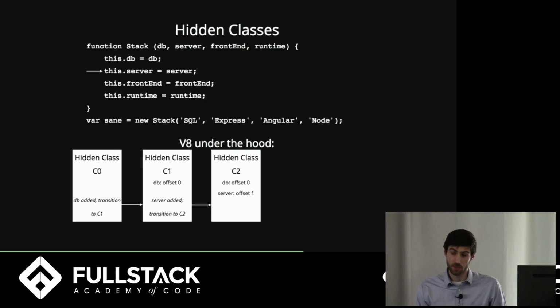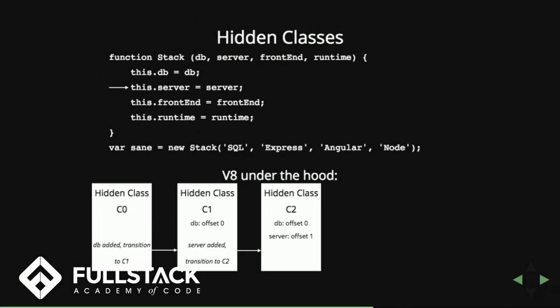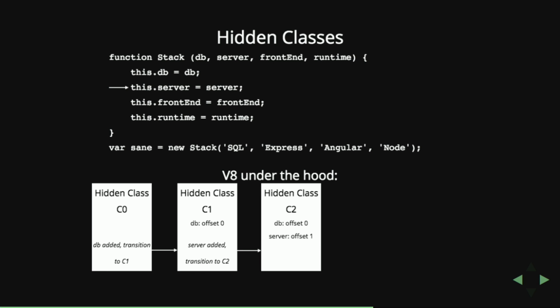Same basic thing happens when we hit that next line. It creates a brand new hidden class. C2 still has DB at offset 0. It now has the server property at offset 1, and you can see hidden class C1 got its own class transition, where if we have something of hidden class C1, you add a server property to it, we're now going to transition to hidden class C2 that has both of those properties. And the same basic pattern is followed as we go through the rest of these steps here.